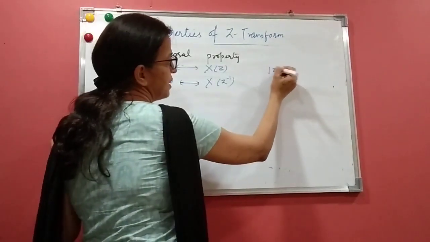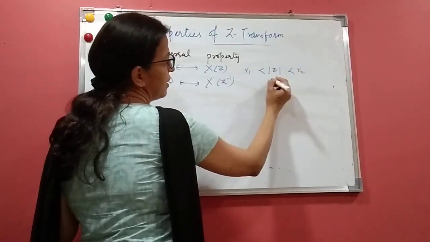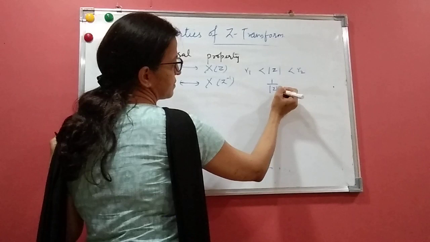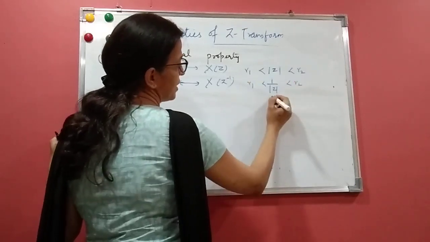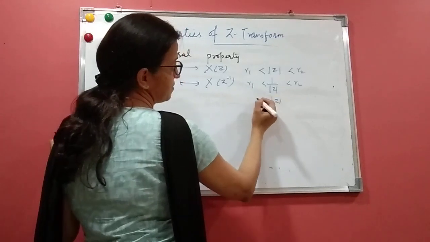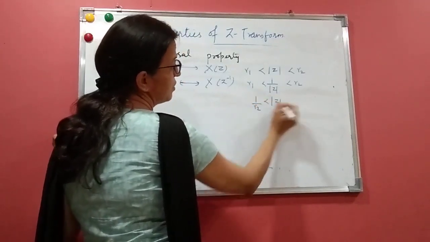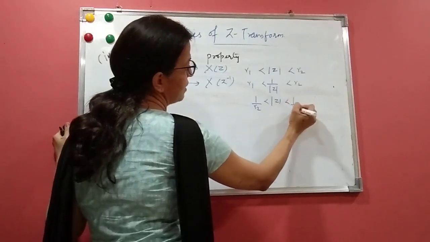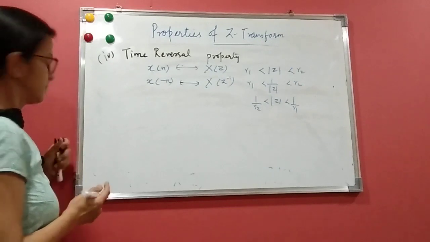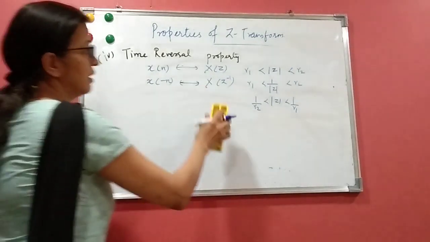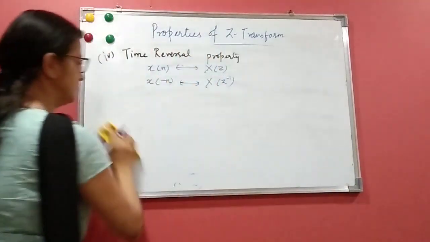So what is the ROC here? If I say mod z is greater than R1 and less than R2, here 1 by mod z will be greater than R1 and less than R2. Or we can say mod z will be greater than 1 by R2 and less than 1 by R1. Okay. So this will be the ROC.